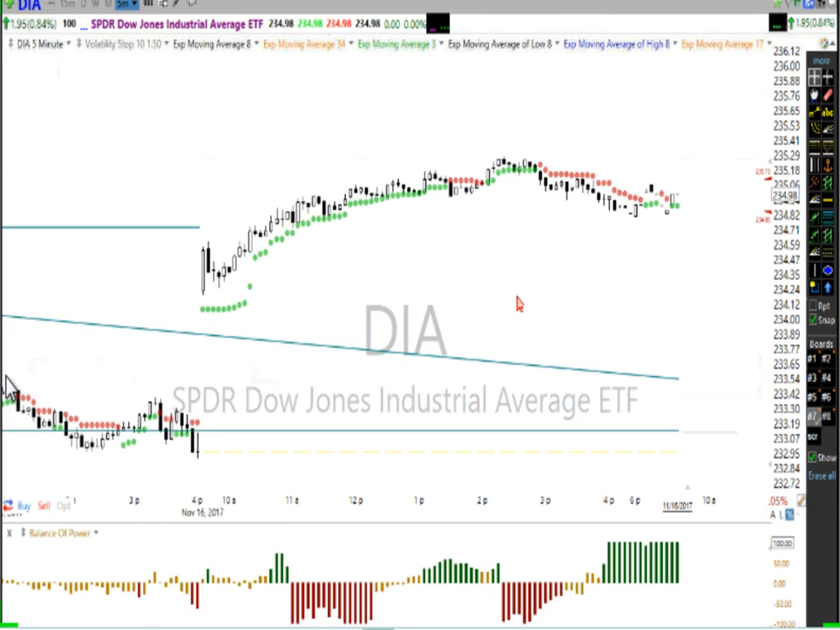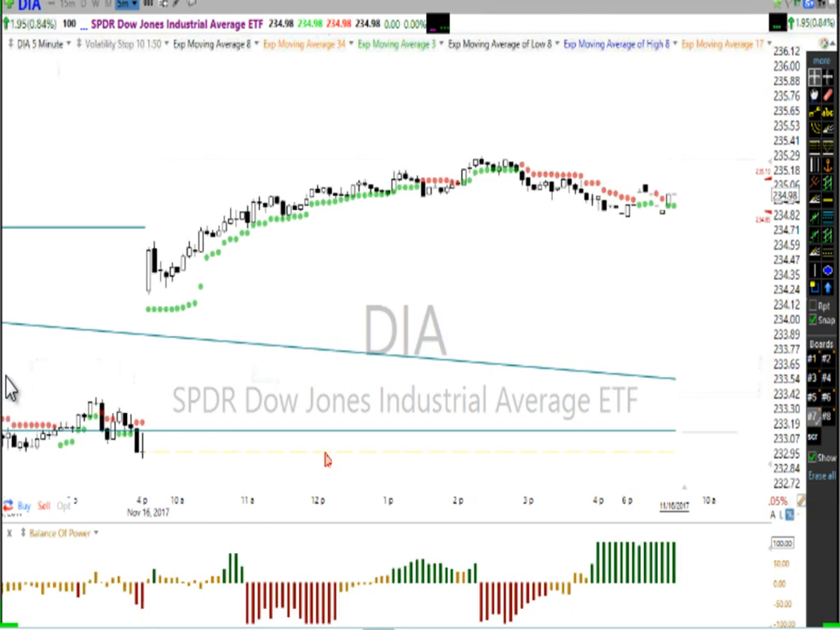And if you missed that entry right there, can you see this little flag right here? Almost a pop out of the box pattern right there. There's your entry. There's another one over here. Just follow the trend.